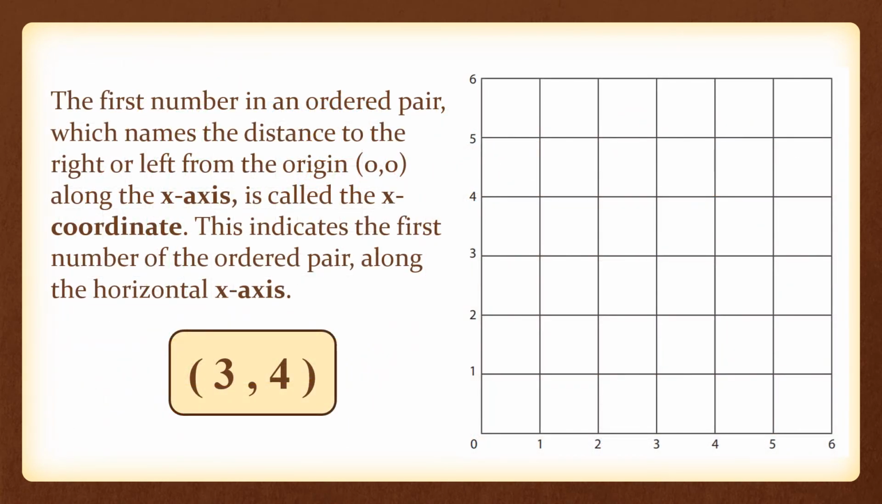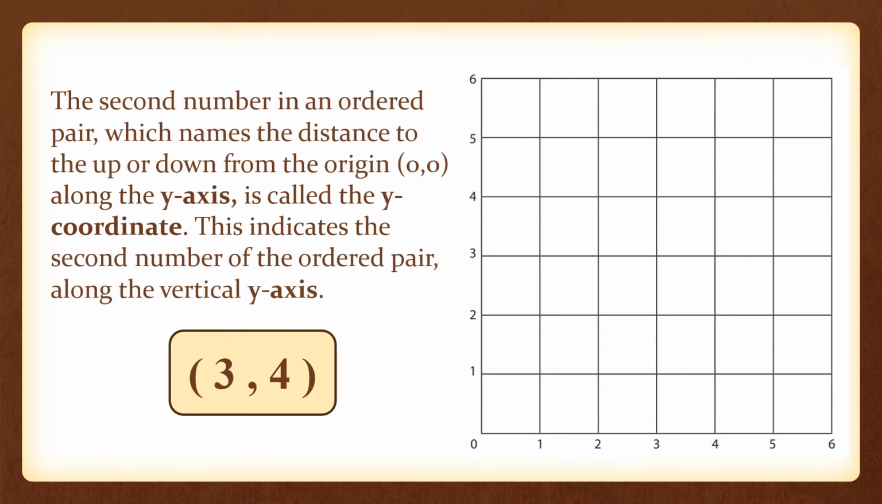The first number in an ordered pair, which means the distance to the right or the left from the origin (0, 0) along the x-axis, is called the x-coordinate. You can see our x-coordinate right here. In the example, the x-coordinate, which is the distance from the origin, is 3 units. This indicates the first number of the ordered pair along the horizontal axis. So we would start at the origin and go 3 units to the right, since we are focusing on quadrant 1.